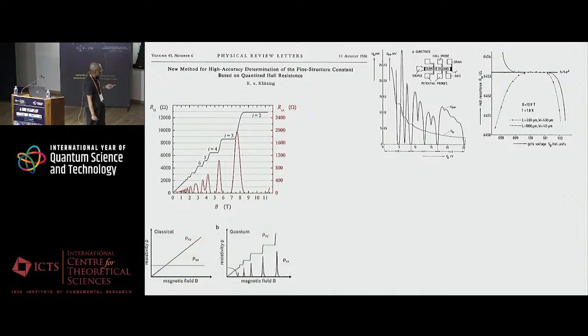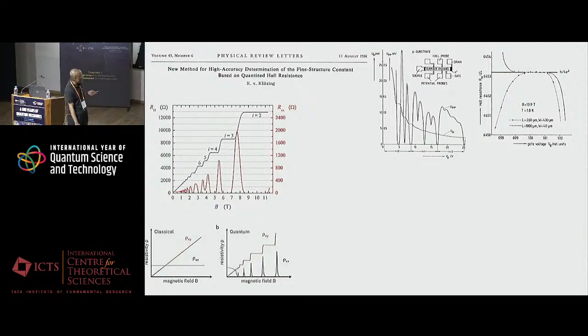And he measured the value, and he found that it's h over 4 e squared. This factor of 4 comes from spin and valley. Don't worry about it, okay? The important thing, the unit is h over e squared. And he saw that this actually is constant, to one part in 10 to the power 5.